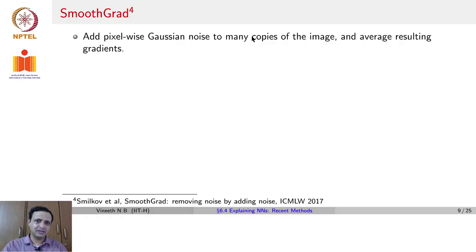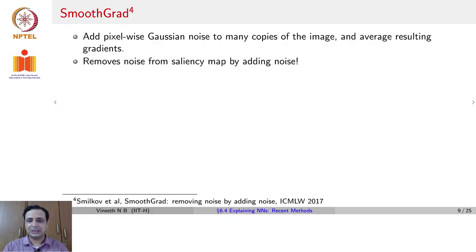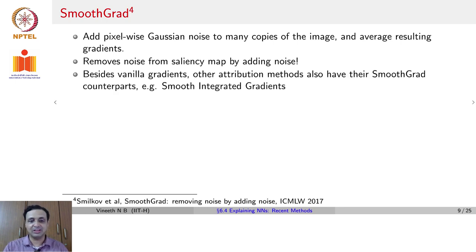Why do I have to do the path integral to go from, say, a black image to the given image? Instead, let me take a given image and distort it in several ways by adding Gaussian noise, and now I'll compute a data gradient for each of those images when I forward propagate that image through a model, and I average all of those gradients, and I now get a new data gradient which I'm going to use as my final attribution map. An interesting observation here is that this method talks about removing noise from the saliency map by adding noise to the input, which is an interesting approach, and it actually works reasonably well.